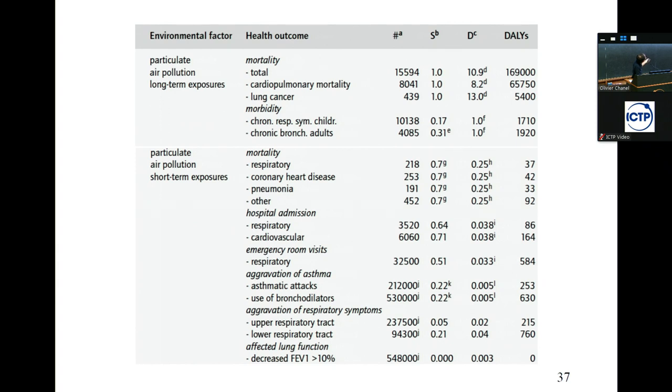This is for chronic effects. This is for acute effects. And you see that the order of magnitude between chronic and acute is very different. Here you have about 200,000, here a few thousand. And between mortality and morbidity, chronic, and mortality and morbidity here are also different.